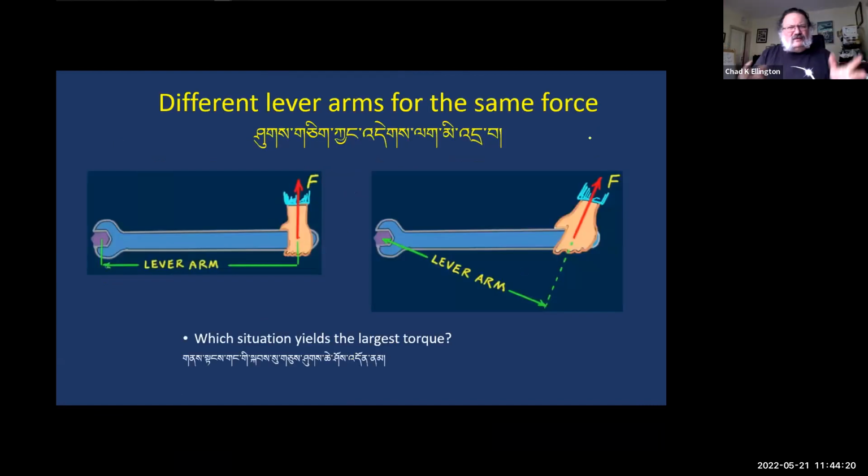So let's look at perhaps what this lever arm really means. If we have the situation where you have a wrench and you're going to apply a force to it, but the force that you're going to apply is in different directions from the same end.